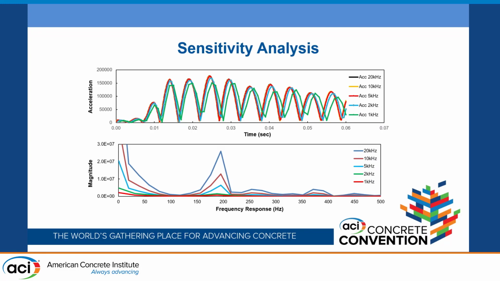Before we iterated crack damage, we ran a sensitivity analysis to ensure that our sample rate was not affecting our collection of data, as shown in the time domain at the top graph and the frequency domain at the bottom. You can see that while the amplitude is changing, the locations of the actual peaks are virtually identical. So to maximize the amount of data that we could collect in terms of time, we elected to use the 2 kilohertz sampling frequency.